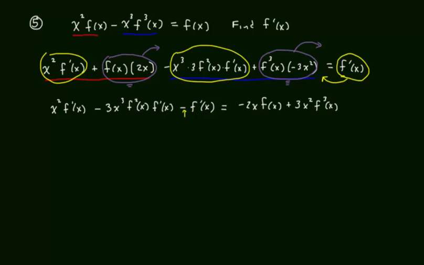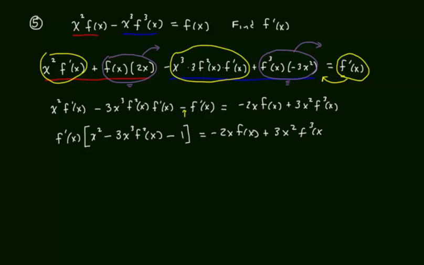The next step is to factor out an f prime of x, and I'm left with x squared minus 3x cubed f squared x minus 1. And that, of course, is going to equal the right-hand side. The last step is to divide by that quantity, like that.